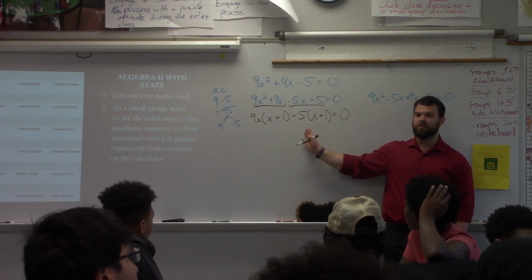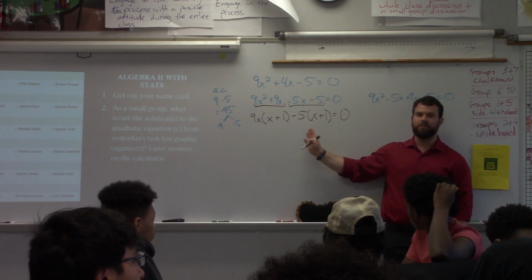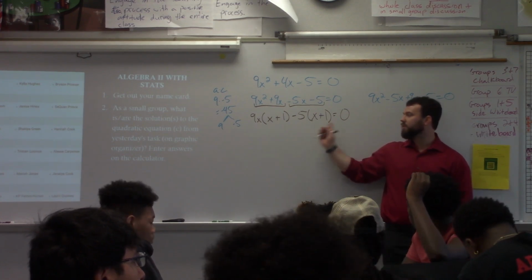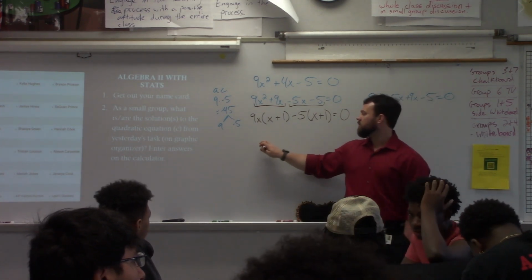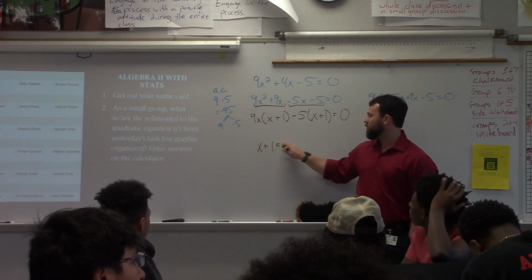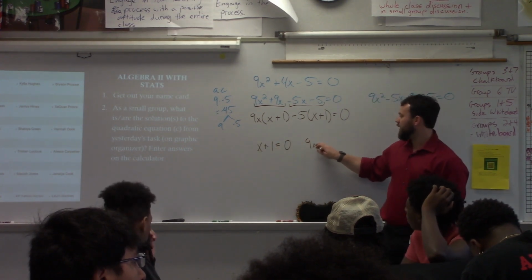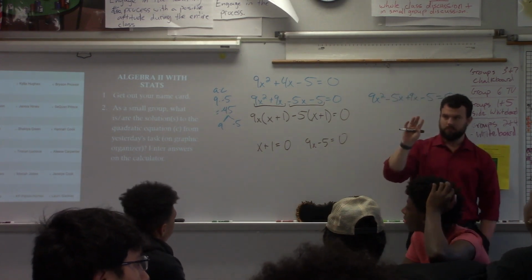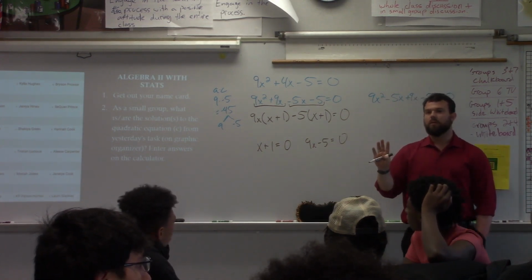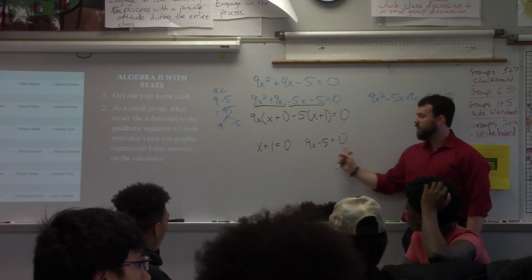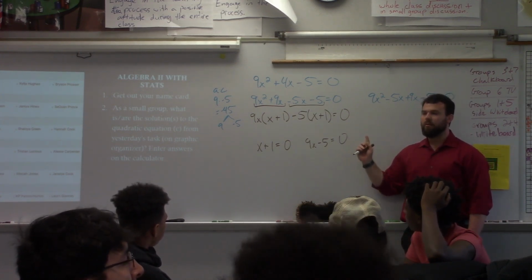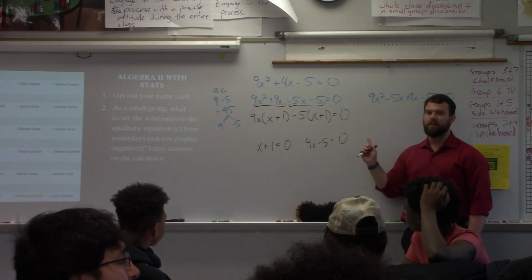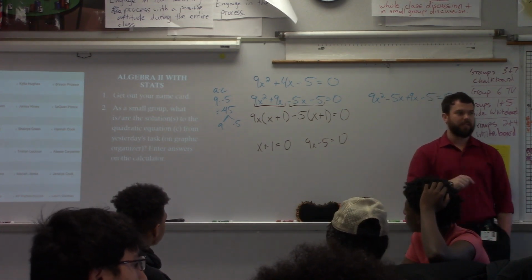Pause, because there's a mistake that I'm seeing lots of students make. I am seeing a lot of students from this point just telling me x plus 1 equals 0 and 9x minus 5 is equal to 0. No. Hold up. Let me declare this. These equations are correct. But the way we are getting there is mathematically incorrect. We need to pay attention to this.